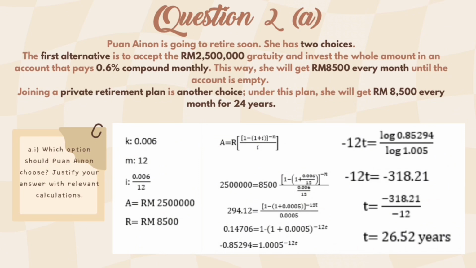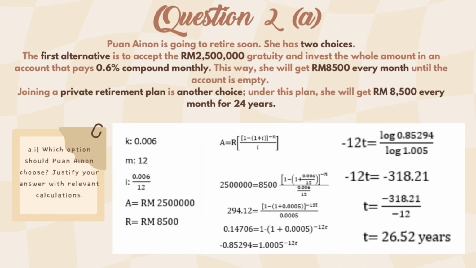Next, we simplify the first calculation by dividing both sides of the equation by 8,500 to isolate the bracket, which will be 294.12 equal 1 minus bracket 1 plus 0.0005 to the power of negative 12t divided by 0.0005. 12 is the number of months, as in 12 months per year times t years.